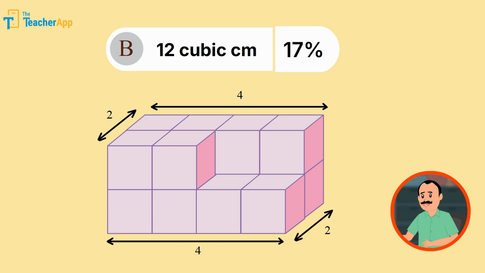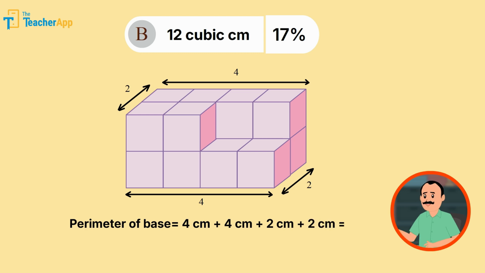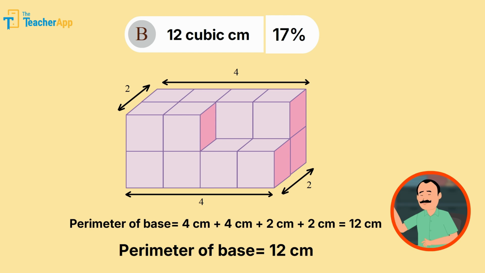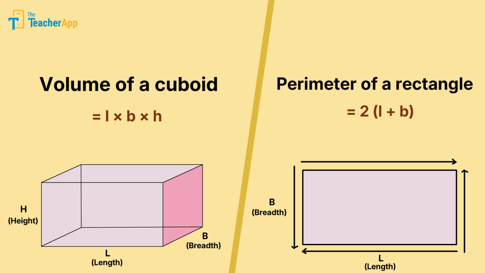Students who chose 12 cubic centimeter were the ones who got to this answer by calculating the perimeter of the base instead of calculating the volume. They might have added the sides, thinking they were solving for volume. 4 centimeter plus 4 centimeter plus 2 centimeter plus 2 centimeter counts to 12 centimeter. These students could not understand what volume is, and from their prior understanding of perimeter of a rectangular surface, calculated perimeter of the base.